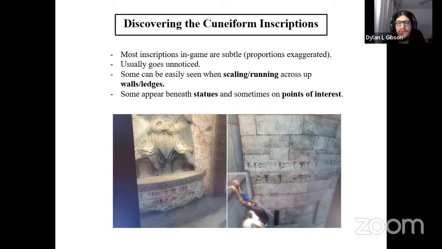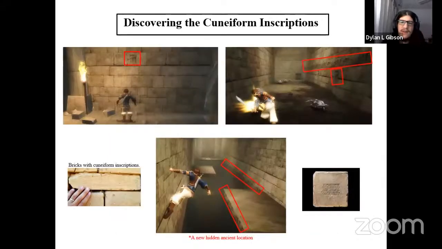You kind of have to know what you're looking for. But some can obviously be easily seen when you are scaling across walls or jumping across walls or hanging from ledges. And some also appear underneath statues. Most of the time, you're not really going to focus on the cuneiform inscriptions if there are enemies close by or something like that. So you can see over here, some of them are subtle, some of them are not so much.